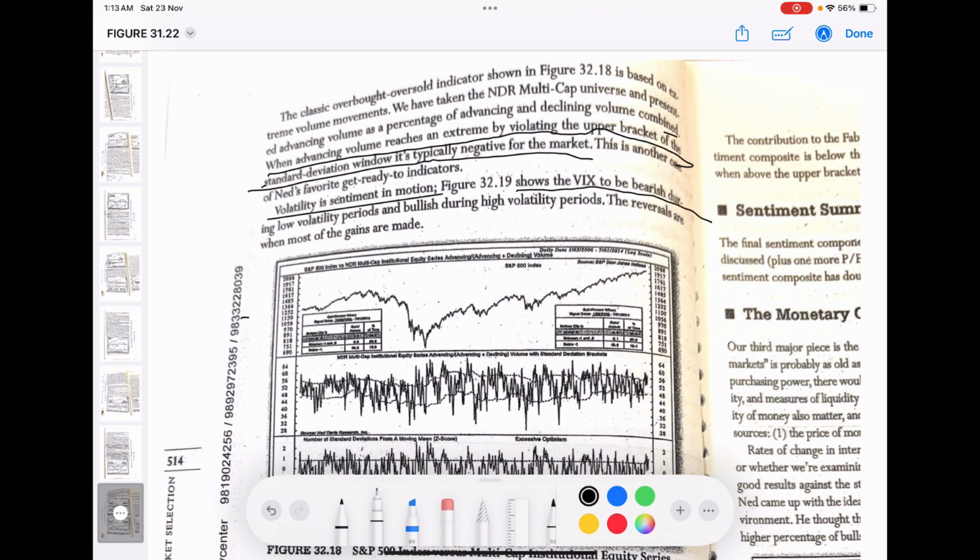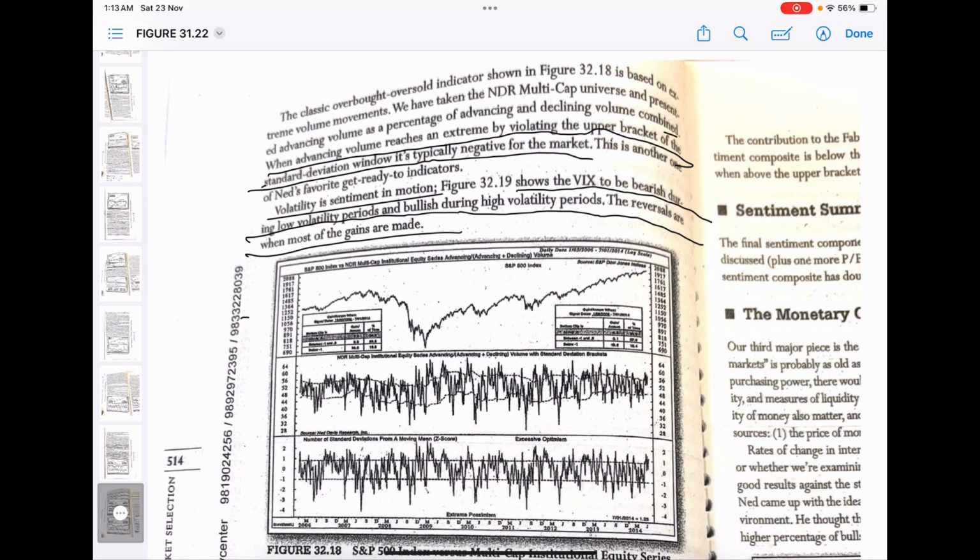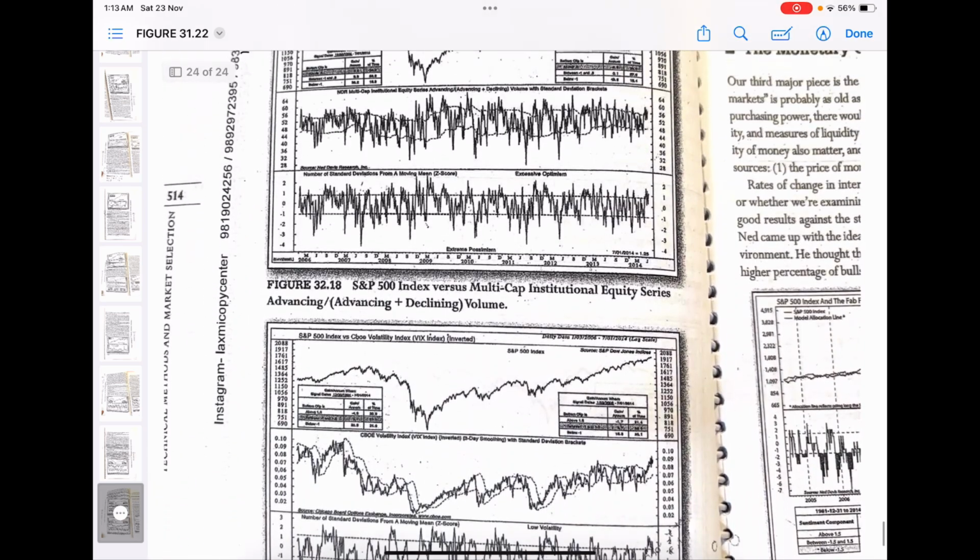The figure shows the VIX to be bearish during the low volatility periods and bullish during high volatility periods, with the reversals when most of the gains are made. You know the VIX index, right?